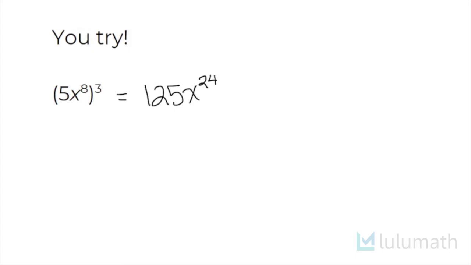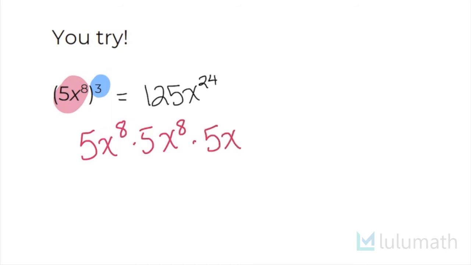So here's the explanation. 5x to the power of 8 is being raised to the power of 3. So what that means is I have to take 5x to the power of 8 and multiply it by itself 3 times. Now, when I multiply 5 times 5 times 5, again, these are just coefficients. 5 times 5 is 25, and 25 times 5 is 125. And then when we multiply, we should add our exponents. So 8 plus 8 plus 8 is 24.